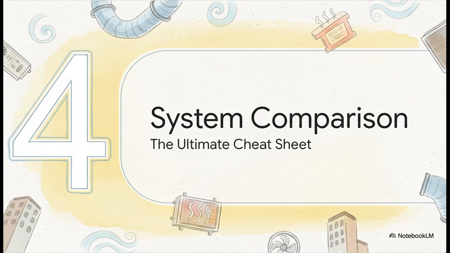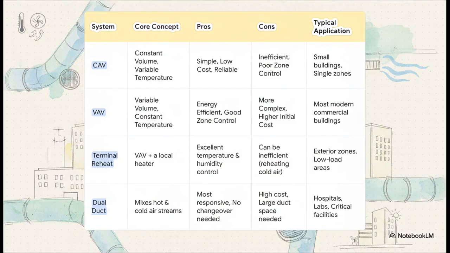So let's wrap it all up with the ultimate cheat sheet. Seriously, get your phone out because you're going to want to screenshot this one for your study notes. Okay, let's do a quick lightning round. CAV, constant air, changing temp. It's simple and cheap, but an energy hog. Think small buildings. VAV, changing air, constant temp. This is your modern workhorse, efficient and great for zone control.